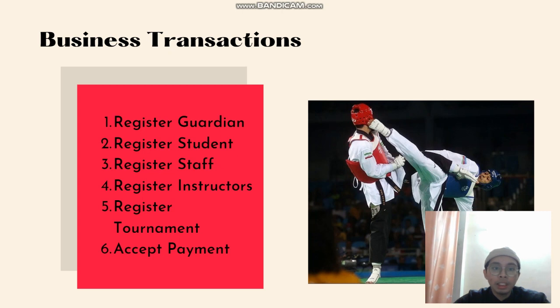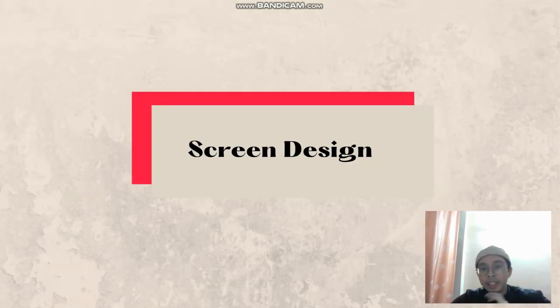Our business transaction consists of 6 items. The first one is register guardian, second, register student, third, register staff, fourth, register instructors, fifth, register tournament, and sixth, accept payment.